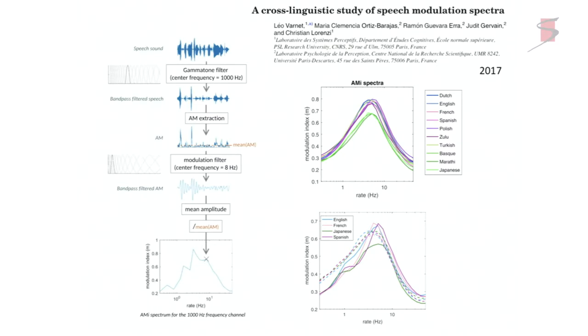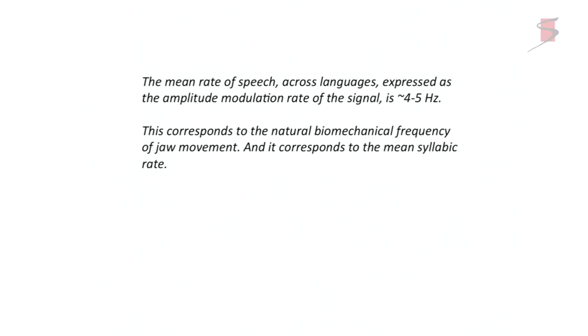So what's the message here? The mean rate of speech across languages, if you look at the amplitude modulation rate, is between 4 and 5 hertz, whether you like it or not. So that is what your brain is producing, because that is what you say, but it has to be equipped to analyze that mean rate. If you can't do it, you're toast, right? So that is something you should remember.